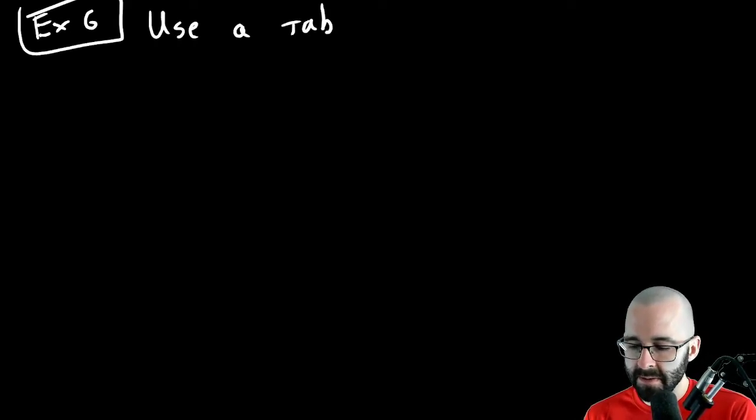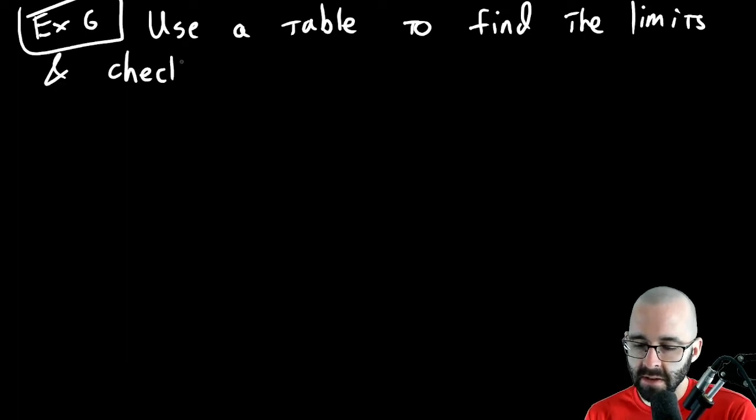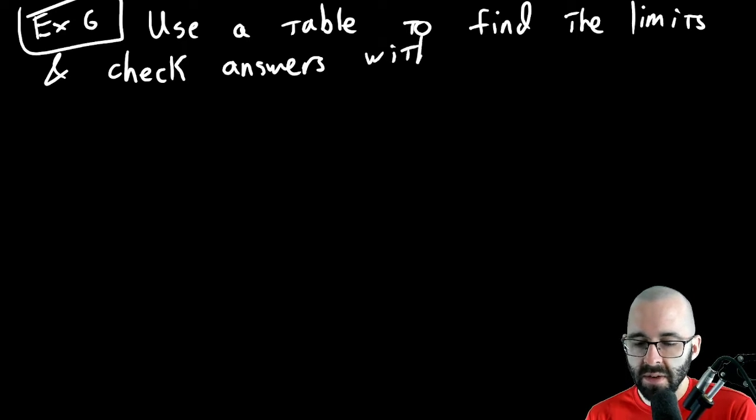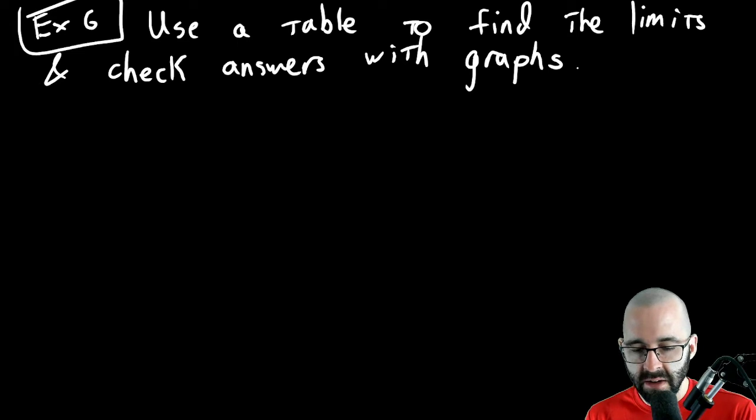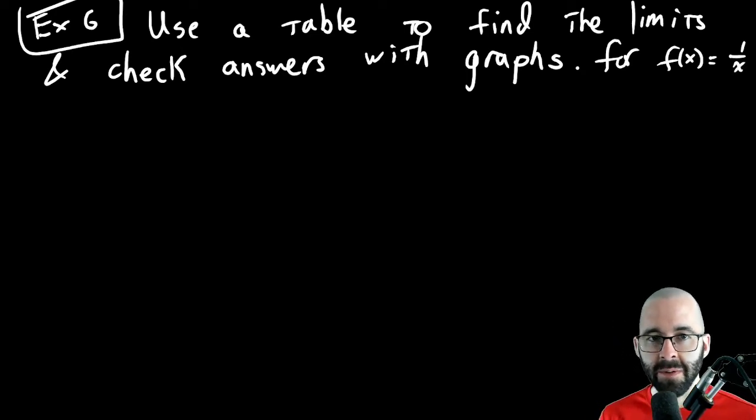Use a table to find the limits, and then check your answers with graphs. We haven't used a lot of tables since the first video. This will be good practice. All right, for f of x equals 1 over x.